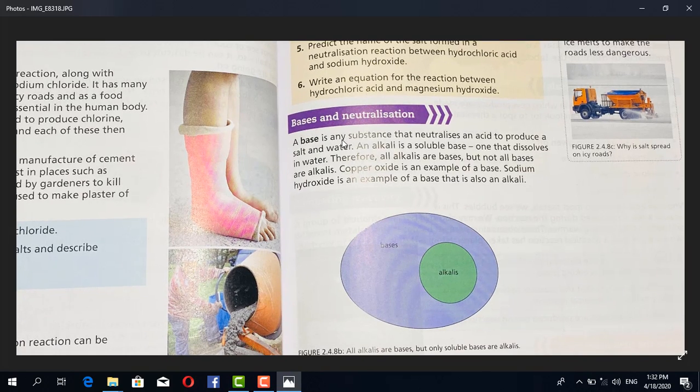A base is any substance that neutralizes an acid to produce salt and water. An alkali is a soluble base that dissolves in water. Therefore, this is an important point: all alkalis are bases, but not all bases are alkalis. Copper oxide is an example of a base. Sodium hydroxide is an example of a base that is also an alkali.